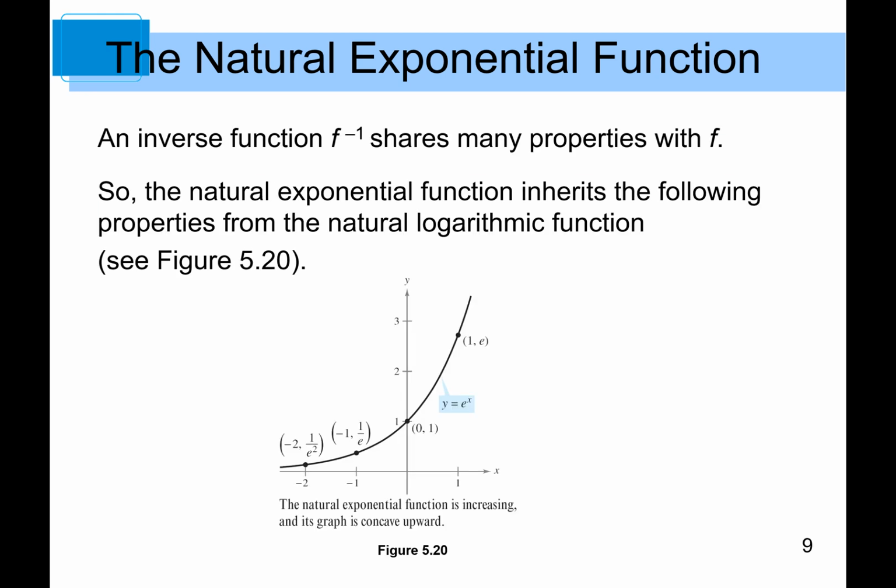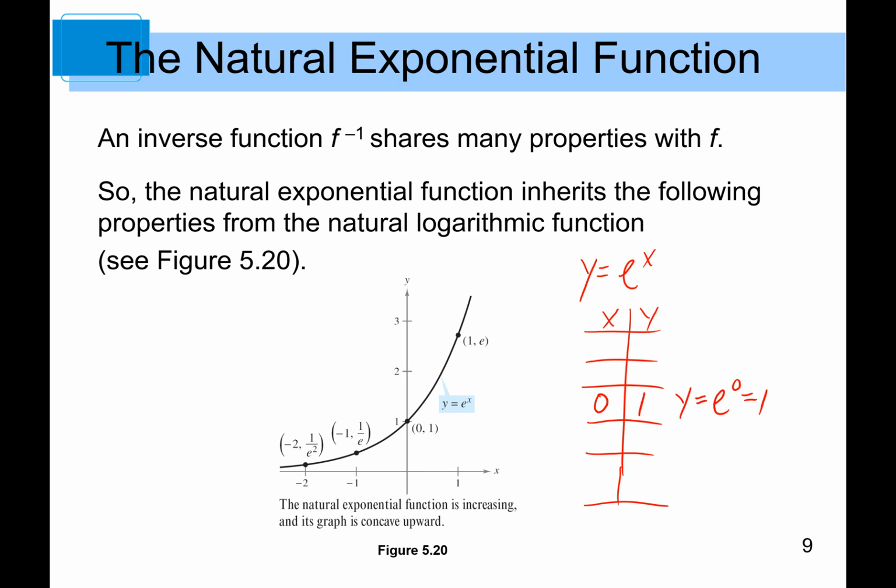The inverse function shares many properties with the original function. As you can see, this is a graph of y equal to e to the x. The way you come up with the graph, you just need 5 ordered pairs, right? In the middle, you're going to set x equals 0. So y equal to e to the 0, and e to the 0 becomes 1. So all exponential functions have a y-intercept, which is 0, 1, right? This is the y-intercept.